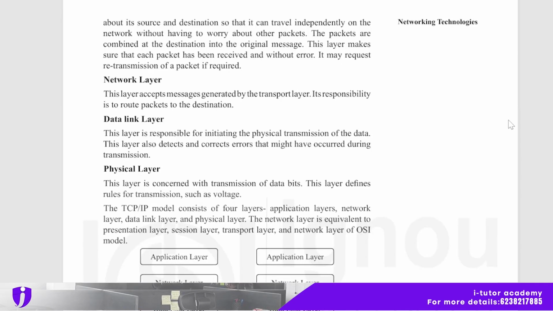And network layer is there. This layer accepts messages generated by the transport layer.